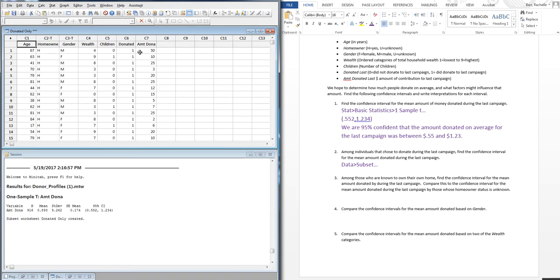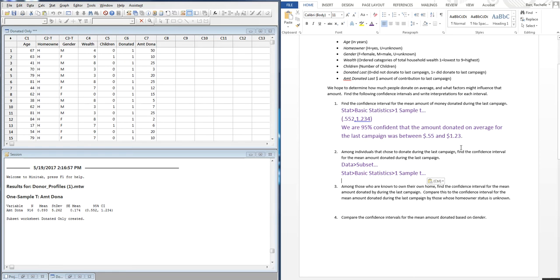But in particular, it only contains people that donated. Notice all this is 1s and I only have dollars here. So now I'm going to do the confidence interval again. I'm going to just be lazy and copy this, because that's how I roll, to come up with a confidence interval that represents only the people who donated.